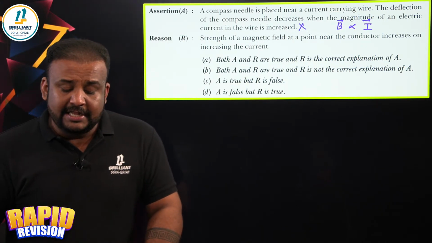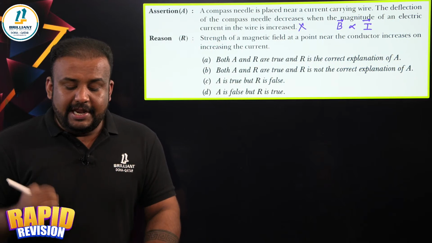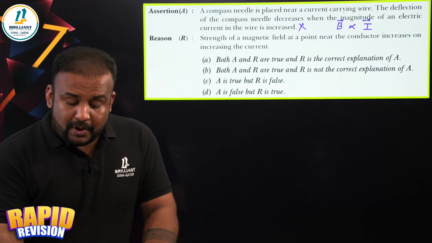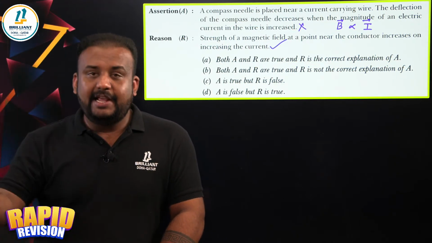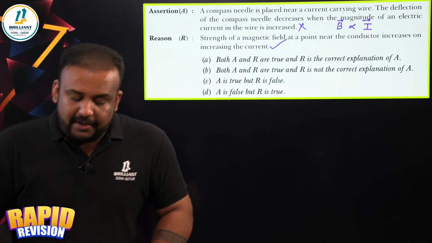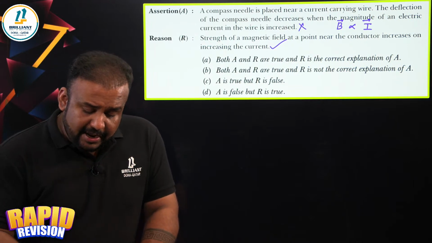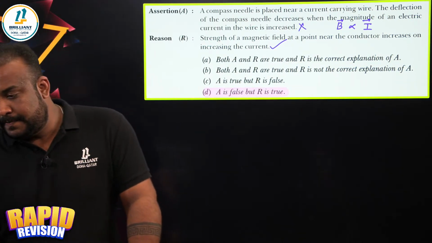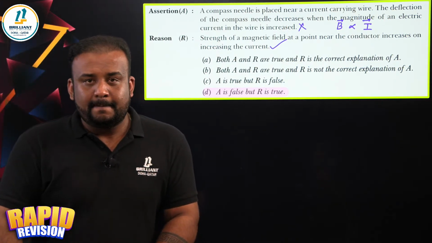Now the reason given, strength of a magnetic field at a point near the conductor increases on increasing the current. That is true. The strength of the magnetic field increases on increasing the current. So we can say again, assertion is false, but the reason is true. Is that clear to all?